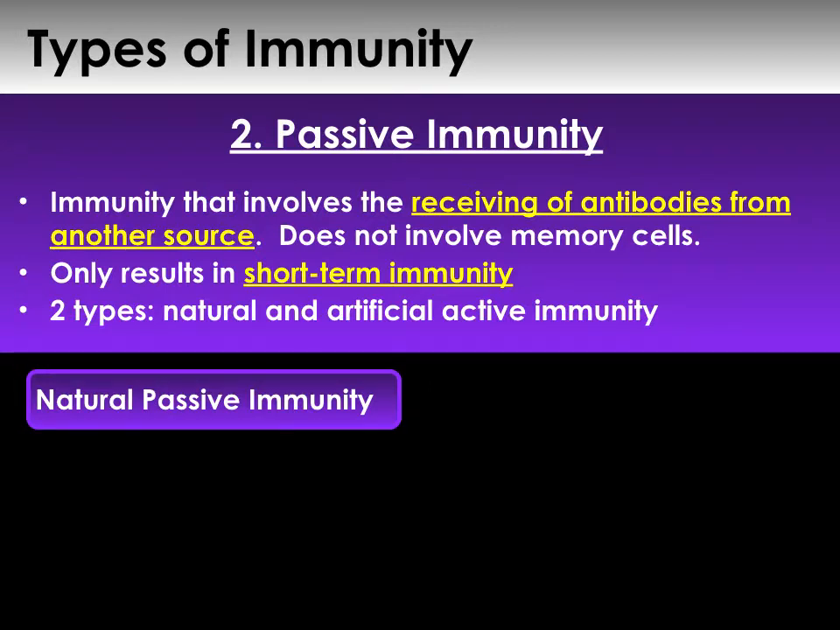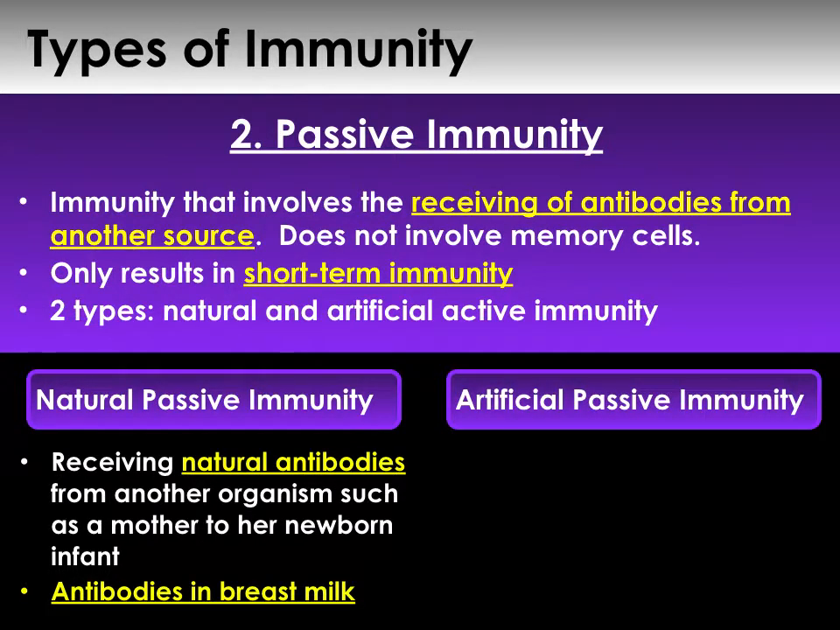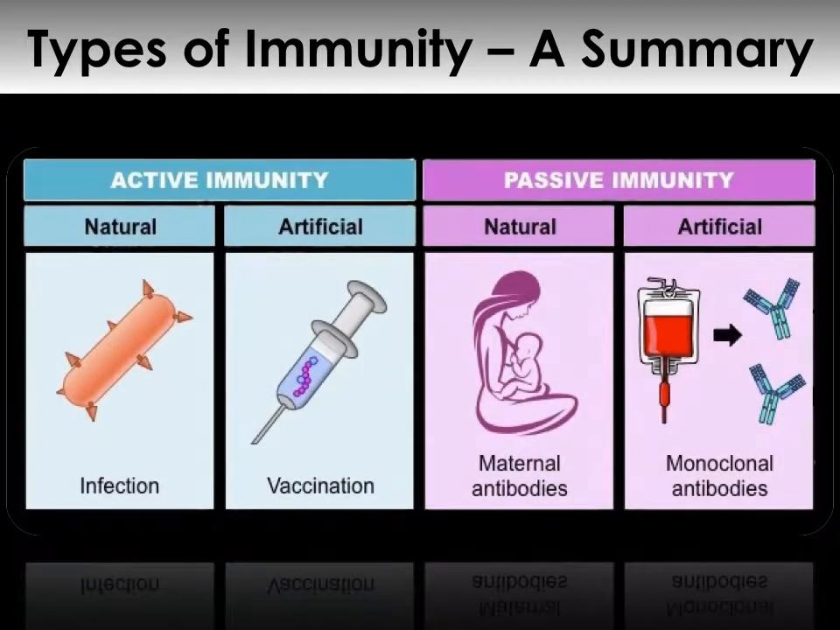In natural passive immunity, you will receive natural antibodies from another organism, such as a mother to her newborn infant. An example of natural passive immunity would be receiving antibodies in breast milk. In artificial passive immunity, you will be receiving manufactured antibodies by external delivery methods, such as passive vaccines. An example here would be transfusions in vaccines.